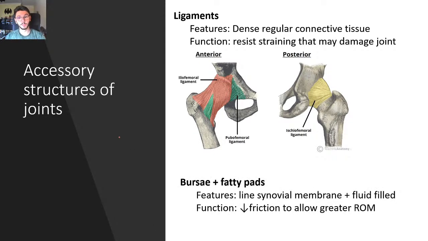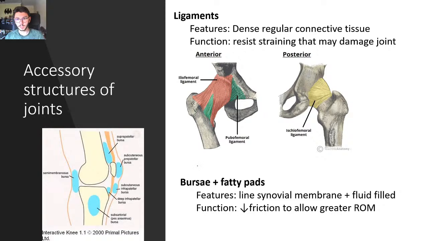Additionally, we have something called bursae, or fatty pads. I've talked briefly about bursae in the shoulder, in the rotator cuff. Their features are that they line the synovial membrane and they're filled with fluid, and these fluid-filled sacs can sit in many different areas. Commonly, you have them in the knee, between skin, between muscle, between tendons, or over an underlying bone.